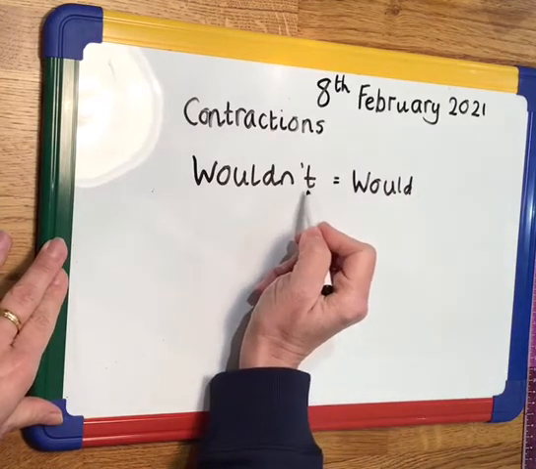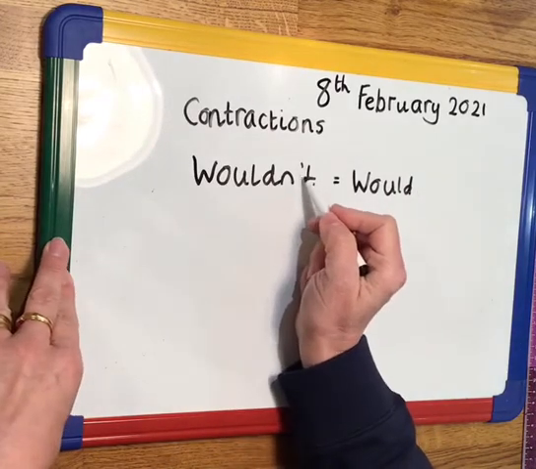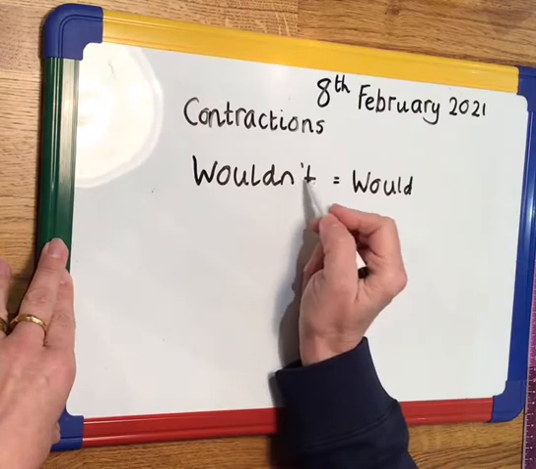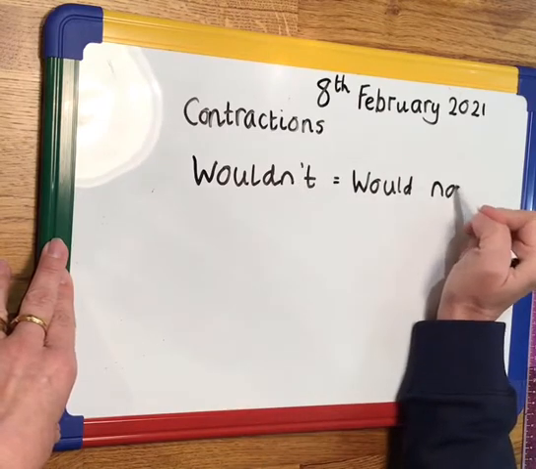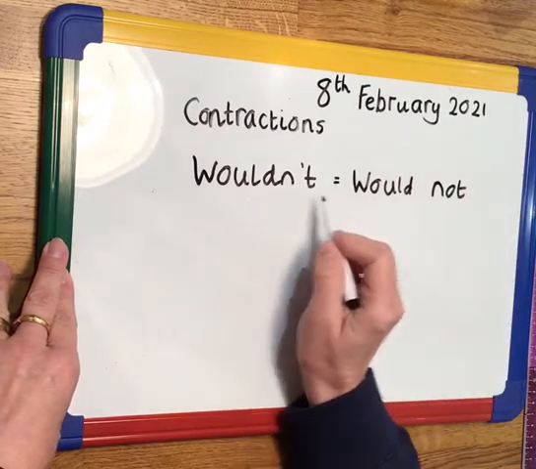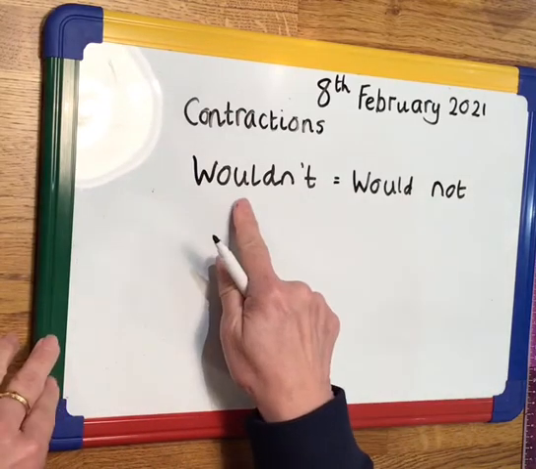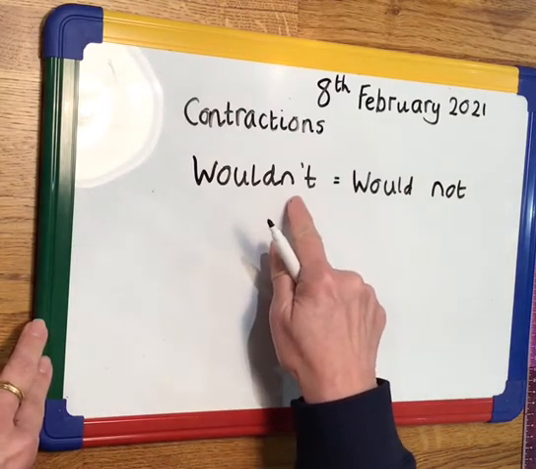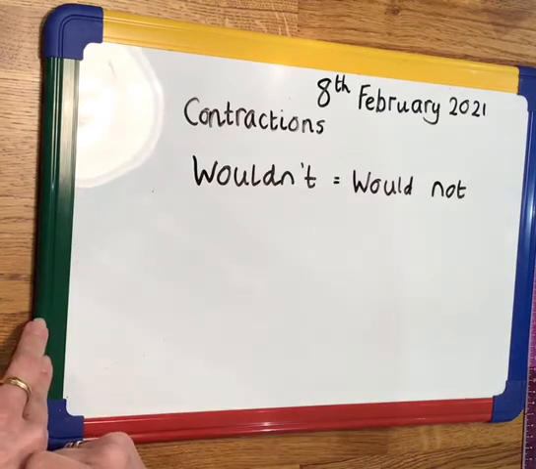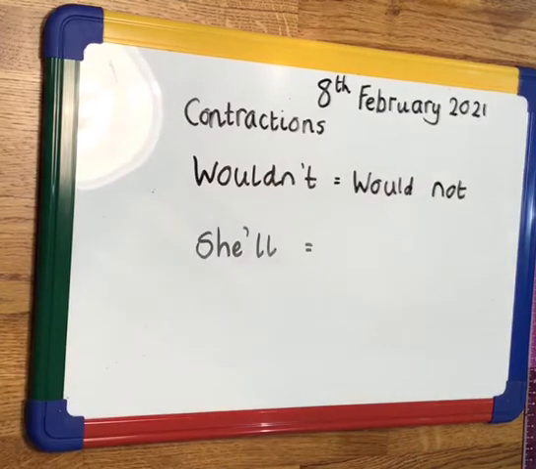The missing letter there is likely to be an O, so it would be "would not". Would not becomes wouldn't. I can work out the "would not" by looking at the first word and then knowing that the apostrophe has replaced the O in the n't. Let's look at another example.